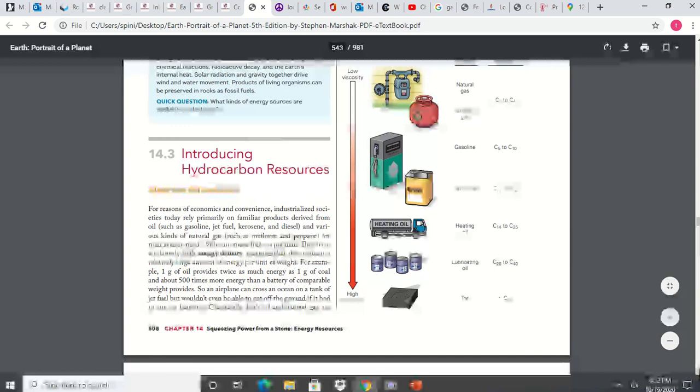And tar is basically a natural material. You've probably heard of the Brea tar pits in California. It's kind of a natural form of this carbon, which has a lot of impurities, so it's not very efficient.